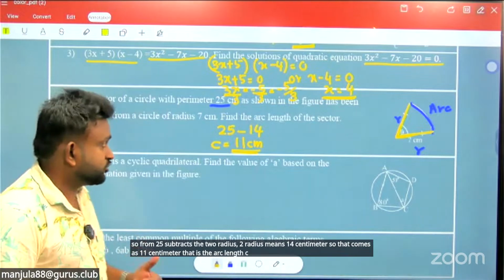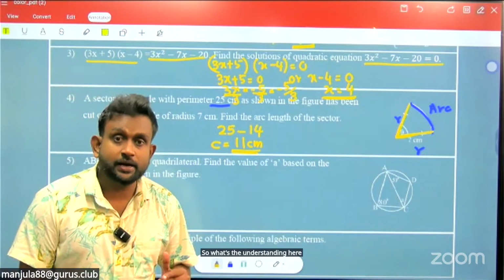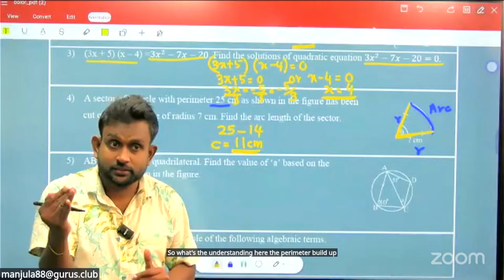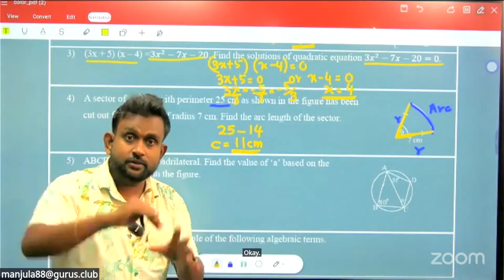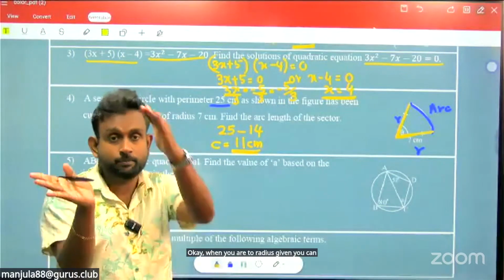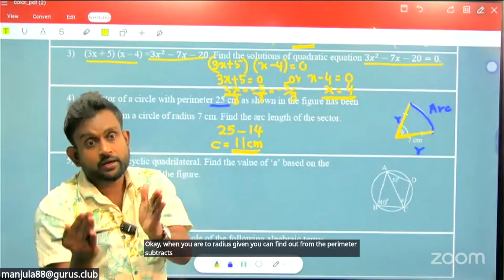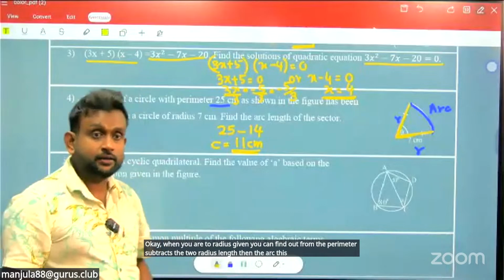So what's the understanding here? The perimeter builds up with the sum of arc length plus 2 radius. Whenever the 2 radius are given, you can find out from the perimeter by subtracting the 2 radius length, then the arc, this curved length, is taken.